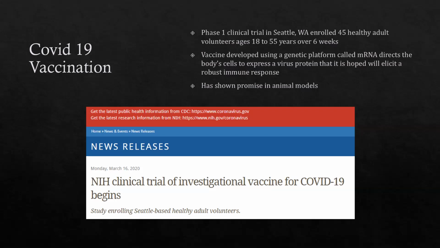It's an intramuscular injection. It was developed using a genetic platform that basically directs your body's own cells to express the viral protein, with the thought being that that will elicit an immune response and production of your own antibodies. So it has shown some promise in animal models.